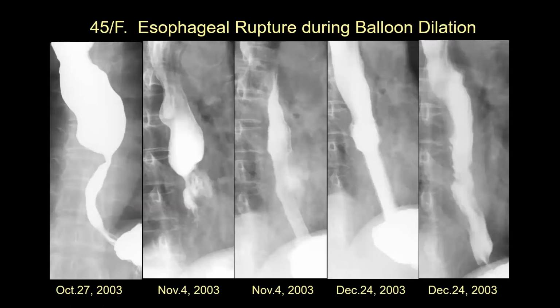This is a patient with esophageal rupture during balloon dilation. Here you can see corrosive stricture before balloon dilation and extravasation during balloon dilation because of the esophageal perforation. So we place the stent to occlude the extravasation and remove the stent 6 weeks after stent placement. Post-procedure, esophagram shows excellent result with no further leakage.